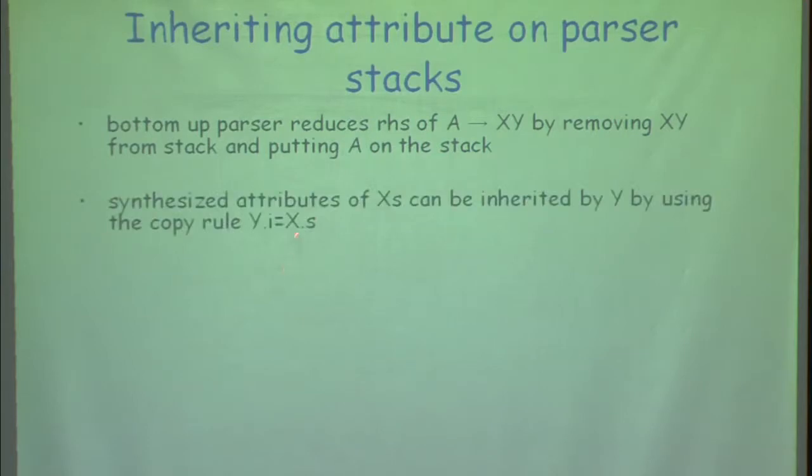So, a synthesized attribute of x can be inherited by y many times, which are really copy rules. When I say that A goes to x y, we are basically saying that if I use only L-attributed definitions, how can the value of yi be defined? Yi can be a function only of ai and xi and xs. That is the only way I can compute yi. There is no other argument which is required to compute yi.